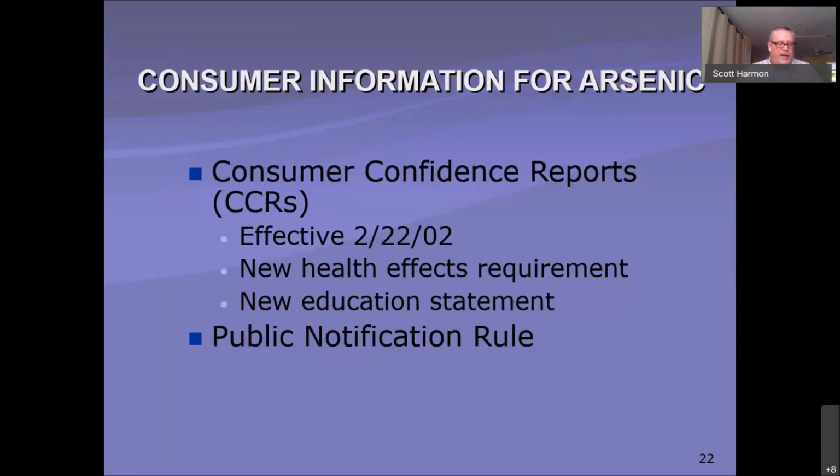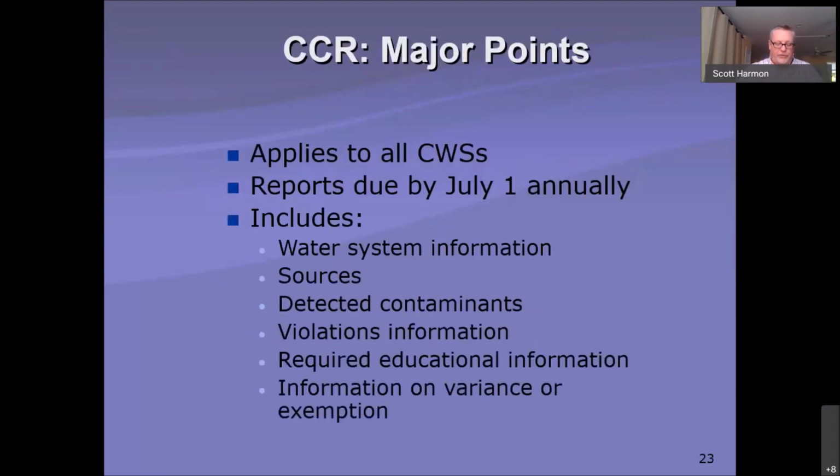And also the systems had to provide public notice for violations, and in certain other circumstances, if those violations were excessive, there were other things they would have to do. That part of the policy, the notification part, came into effect on May 6th of 2002. So here's some major points. For this particular one, all community water systems had to deliver their consumer confidence reports to customers by July 1st of each year. And that's been the standard ever since.